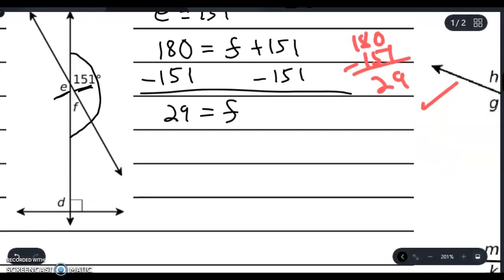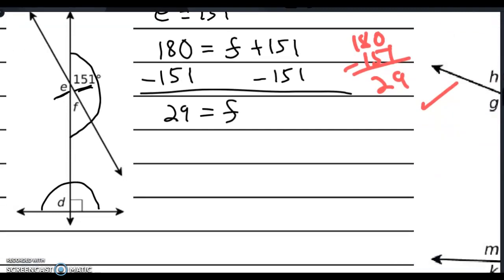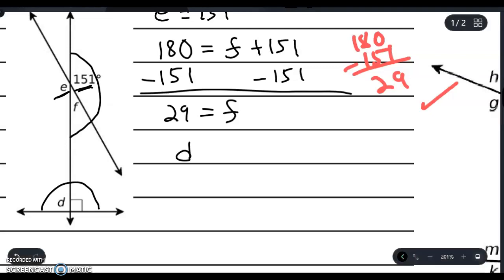Alright, let's look at the rest of this, which is D here. And D has a linear pair too. You have D over here and this right angle. That right angle means D plus 90 is equal to 180 because it's a linear pair. So now just subtract 90 on both sides, and D is equal to 90.